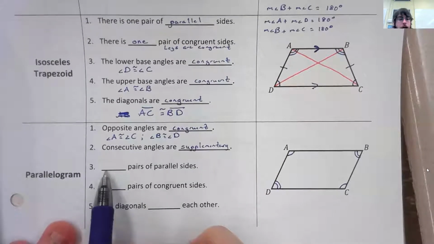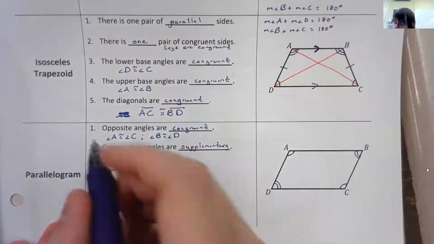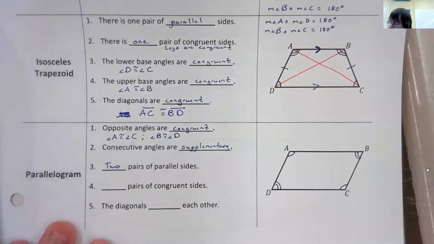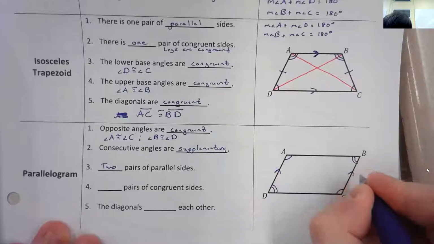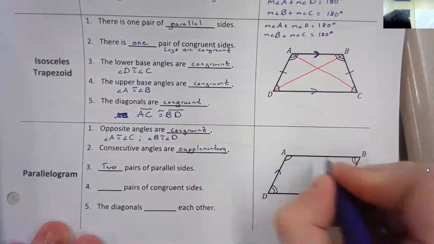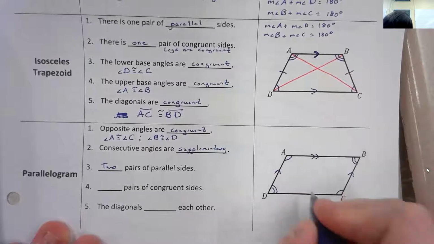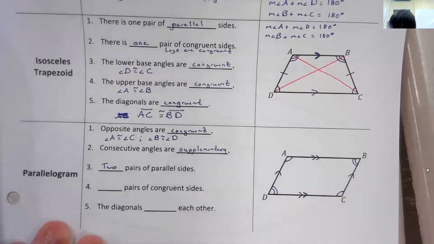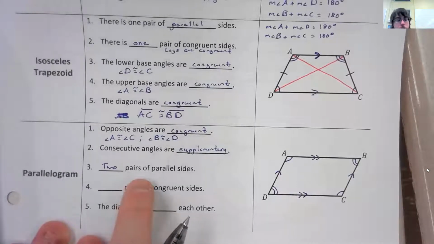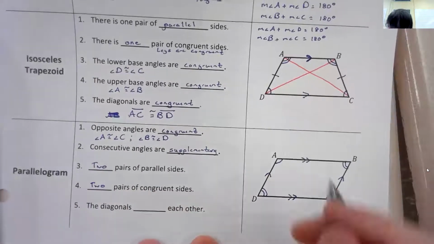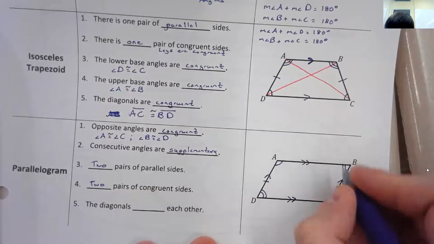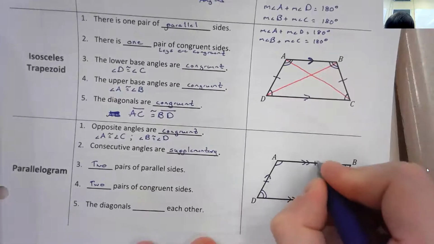All right, this next one. A parallelogram has two pairs of parallel sides. And as you can see here, you would have AD and BC would be parallel. And then AB and DC would be parallel. And not only are there two pairs of sides parallel, but they're also congruent. Okay. And so the opposite sides are congruent.